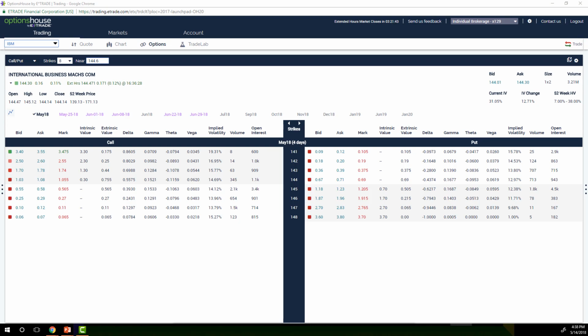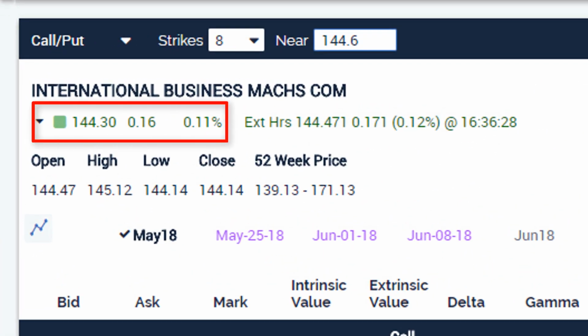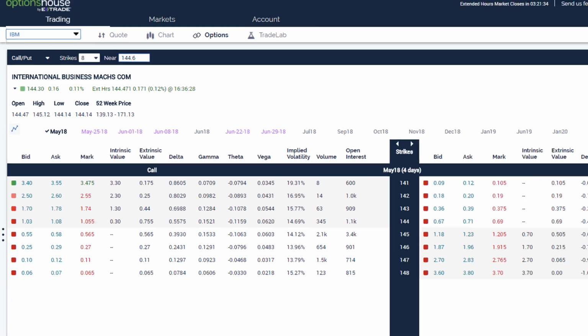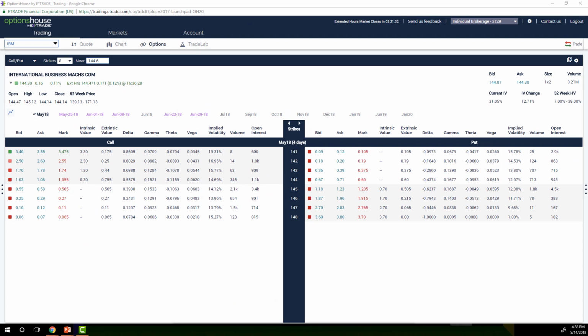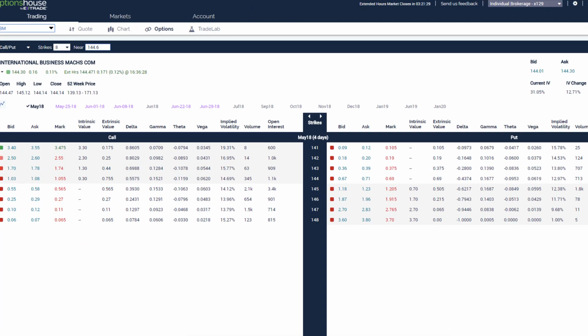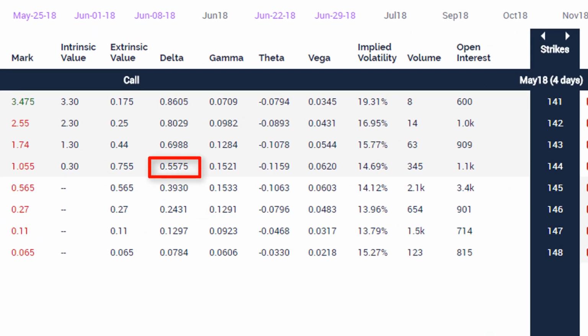Let's take a look at a real-world example. Here's IBM trading for 144.30. So if we looked at the 144 strike, it would be close to at the money, and we would expect that delta to be about a half. Now, technically, there's a little bit of intrinsic value here of 30 cents, but take a look at the delta, 55, almost 56. What happens if we go to lower strike calls, or in other words, more in the money? Those deltas increase: 69, 80, and 86. If we head in the other direction and look at higher strike calls, the deltas decrease. We go 39, 24, 12, and then down to about 8. They are becoming far less sensitive because they are out of the money.